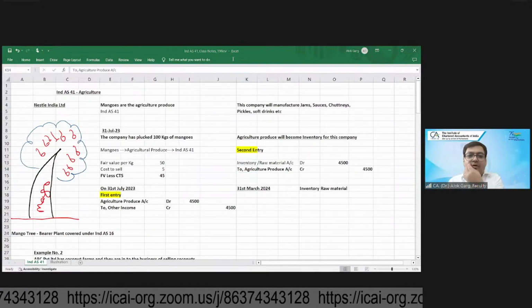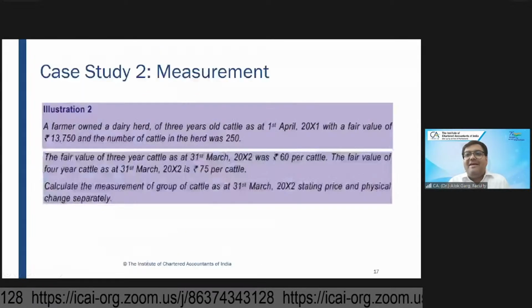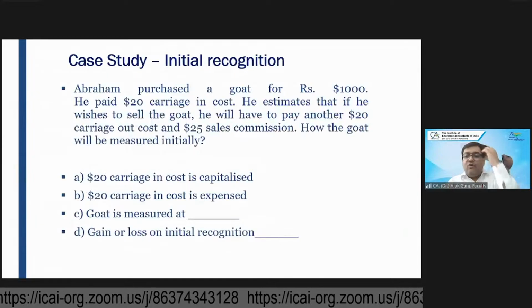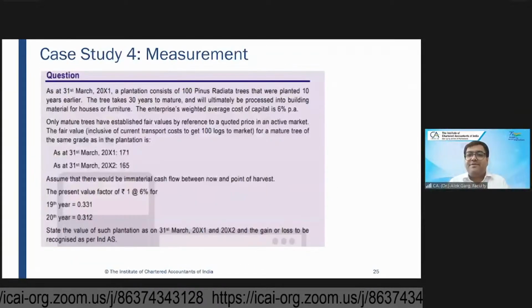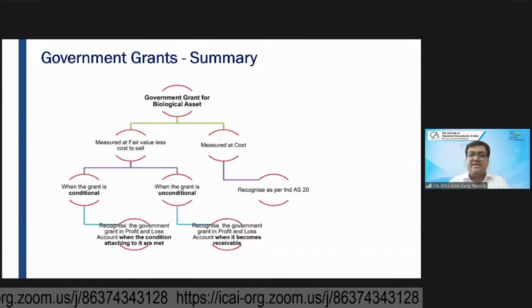Okay. So friends, this was the measurement criteria for biological asset, and all the gain and losses of initial measurement and subsequent measurement will go to P&L, correct, as other income.